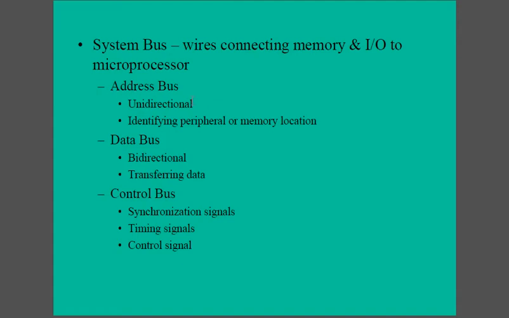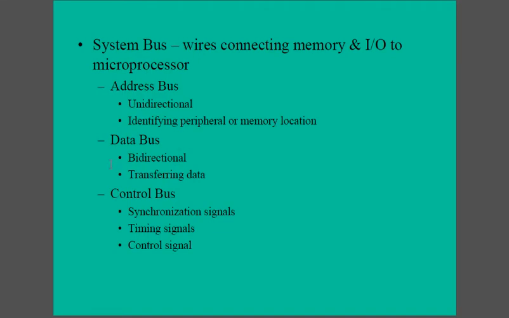So it's just one direction, and the purpose of the address bus is to identify the peripheral, meaning to identify which memory device you want to talk to. It also specifies the memory location, which specific memory the microprocessor is referring to.